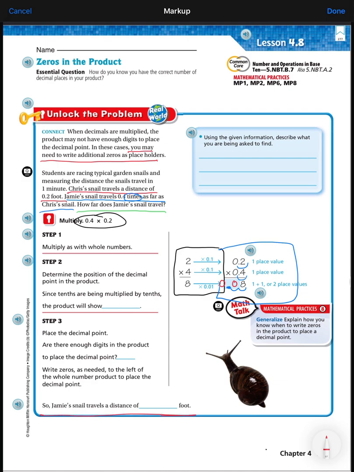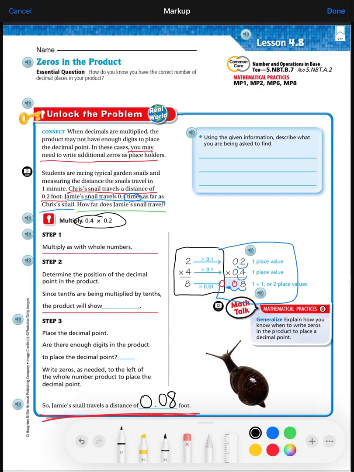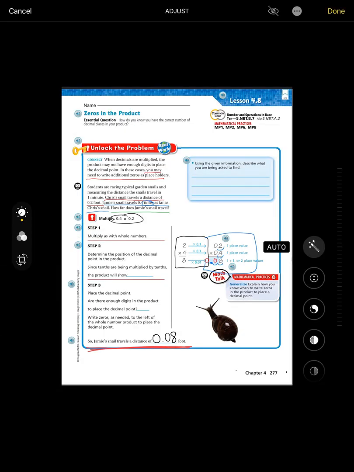Down here on step 3, Jamie's snail travels a distance of, I'm going to use black again, 0.08 of a foot, okay? 8 hundredths of a foot. That's not a very long distance, okay? So today we're multiplying, but we're also seeing where we need to place zeros as placeholders, okay? All right, let's go ahead and turn the page.